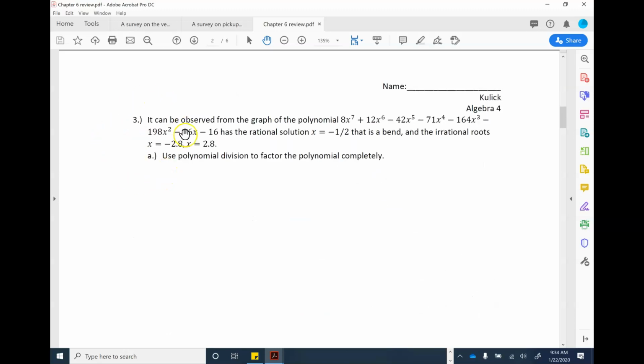Then you'll have one question like number 3. I'm going to give you the polynomial and tell you the information that I got from the graph and ask you to factor it. So just do the synthetic division. I've already looked at the graph for you, so you don't need to graph it yourself. I've told you the number of solutions, whether they're bends or bounces or straights, and if they're rational or irrational. So all you have to do is the synthetic division to get to the factored form.